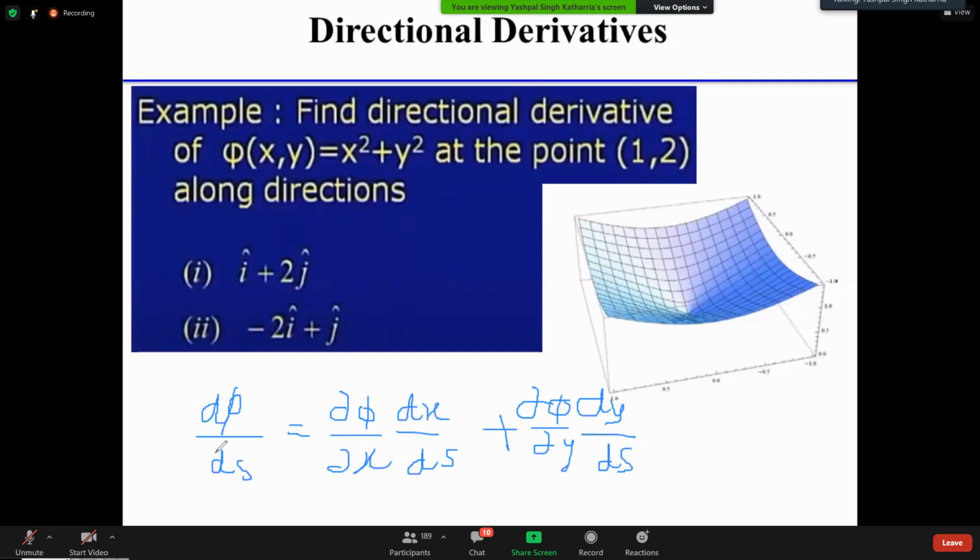So this directional derivative is given by this equation, and we will now try to find out del phi over del x and del phi over del y. You have phi given by this equation, and when you calculate del phi over del x, you obviously consider y to be constant. So del phi over del x will then be 2x, and then we have this dx over ds, plus del phi over del y is 2y, and then you have this dy over ds.